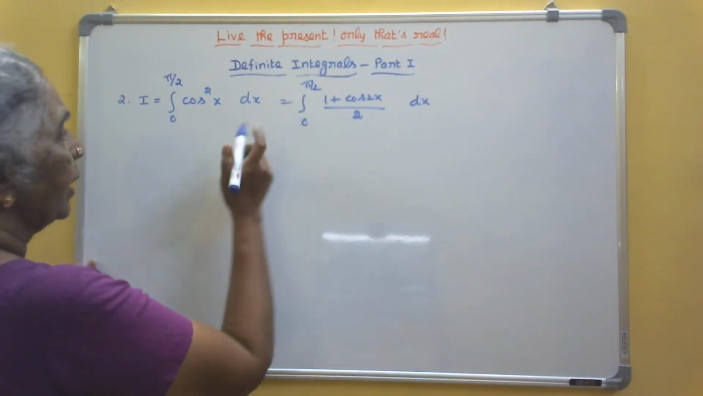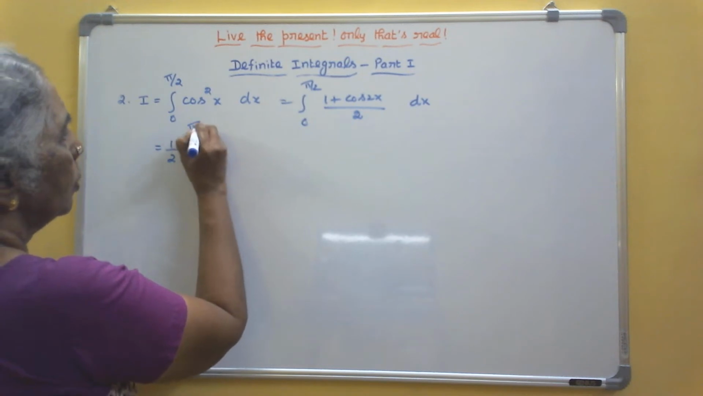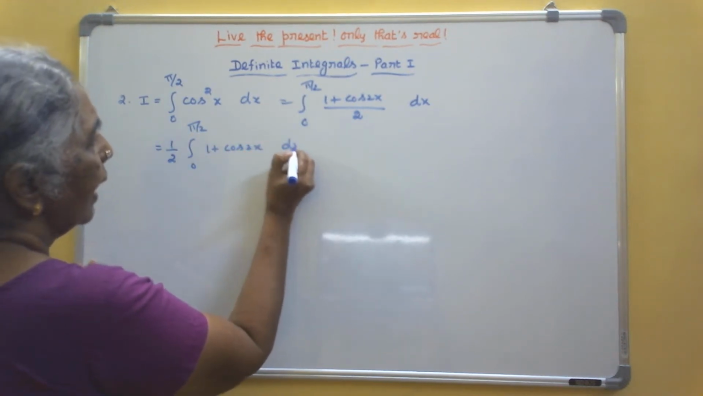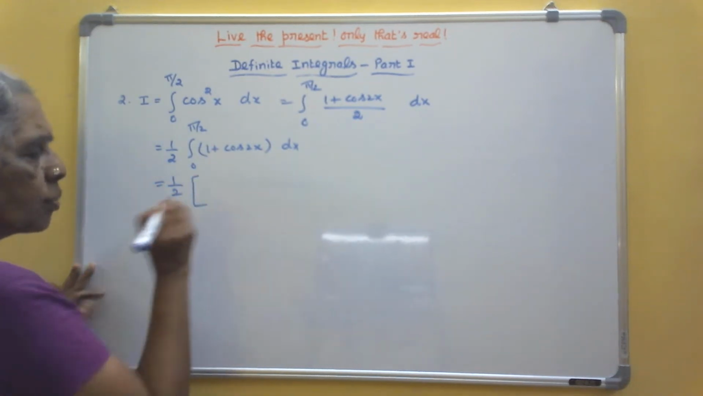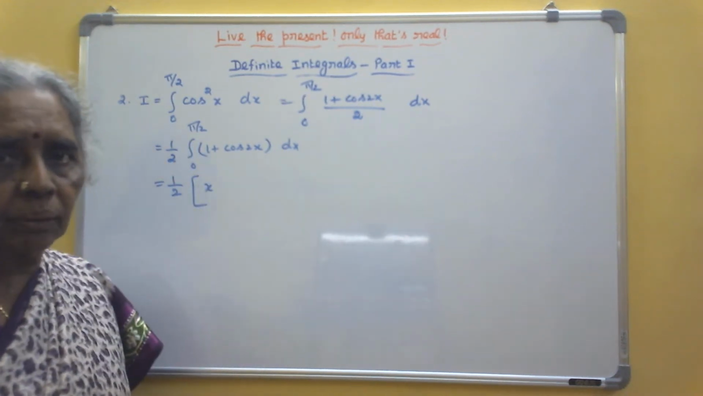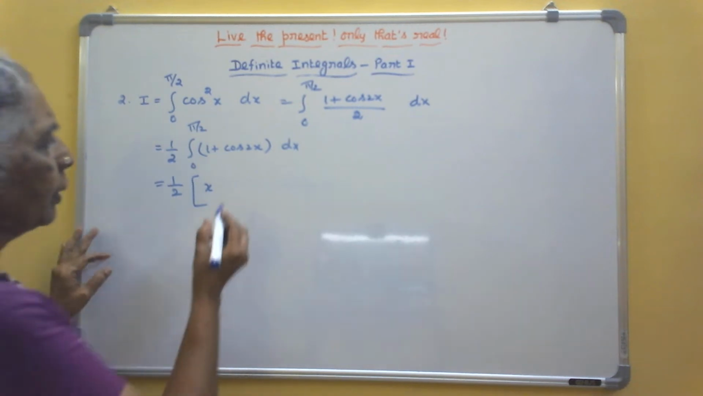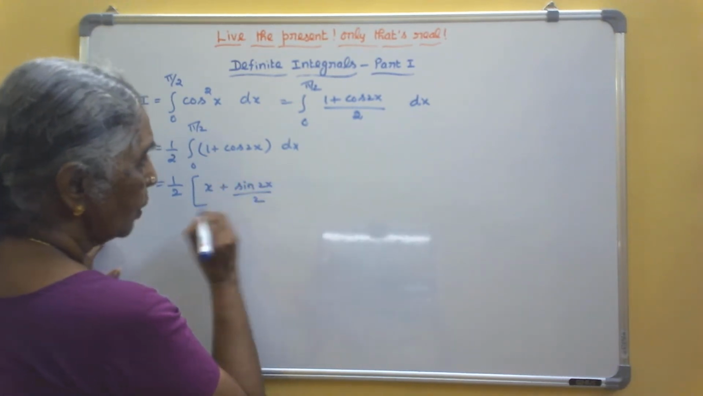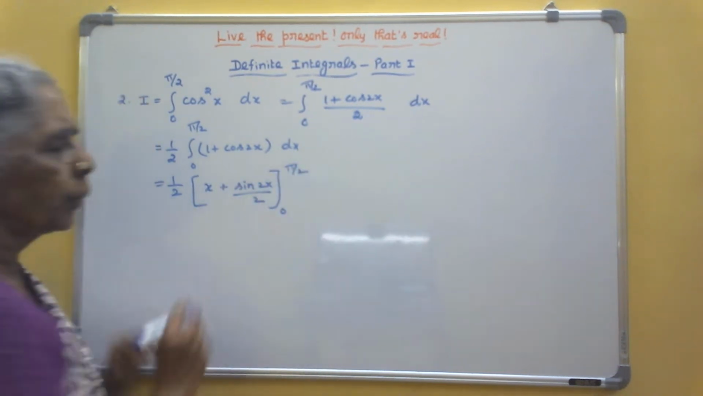This 2 in the denominator can be taken out as 1 by 2 and you will get here 1 plus cos 2x dx. Now both are easily integrable, isn't it? So put the half out. For 1, when you integrate, you get an x. For cos 2x, you will get sin 2x by 2. That is the coefficient. Then write the limits 0 to pi by 2.